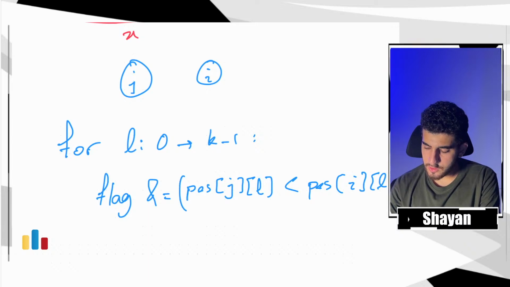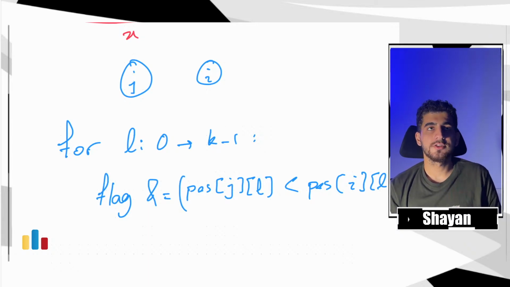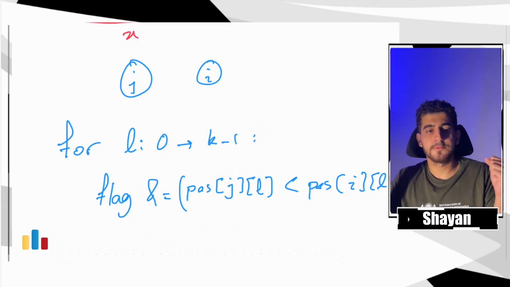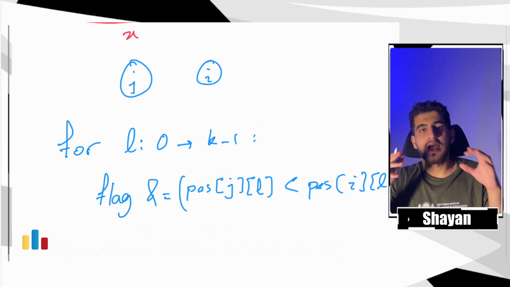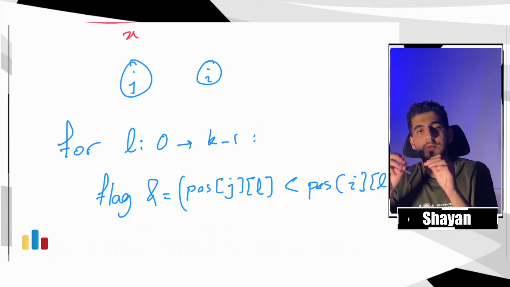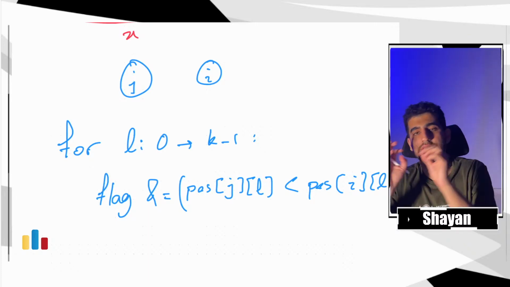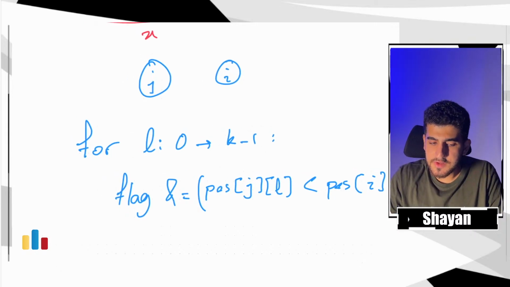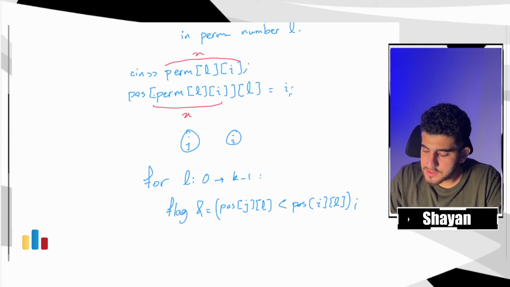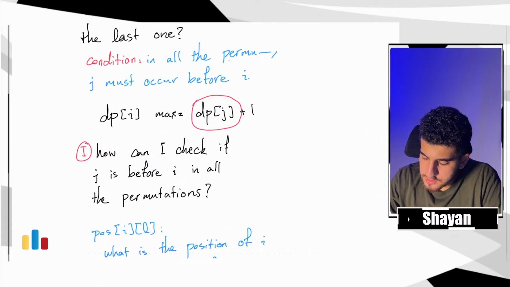So also in this permutation, J must come before I. So I pre-compute all the positions of the elements in my permutations, and then when I want to check if J can come before I, the only thing that I care about is that in all the permutations, the position of J is before the position of I. So this way, the first issue can be resolved.